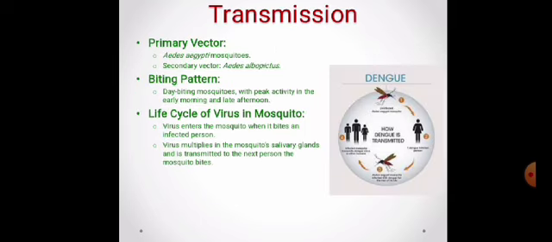Then we go for transmission. This means how the dengue virus is transmitted from one person to another person. In this way, the primary vector is the mosquito. Mosquitoes are the primary vector that transport the dengue virus from one person to another person. And the day-biting mosquitoes are the main reason for transporting the disease. Then we go for the life cycle of the virus in mosquitoes. The virus enters the mosquito when it bites an infected person. The virus multiplies in the mosquito's salivary gland, and it is transmitted to the next person the mosquito bites. These are some common ways the dengue virus is transferred from one person to another person.